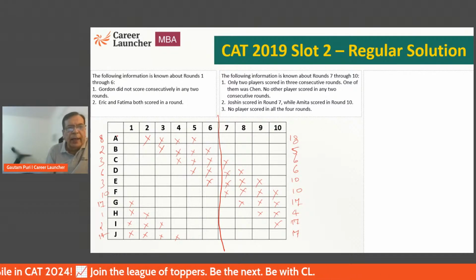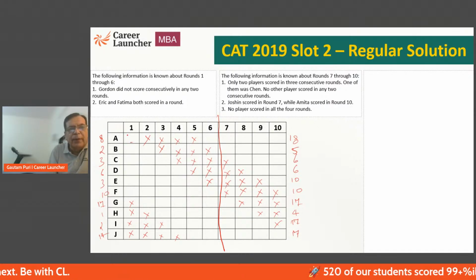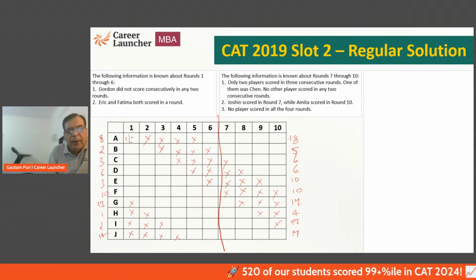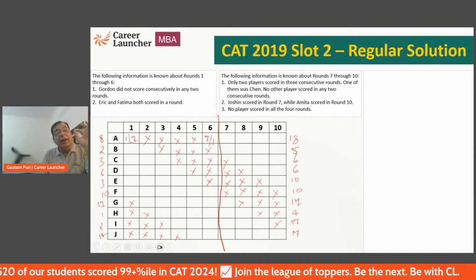Then we'll start saying, since A has scored points only in 2 rounds, and has got 8 points, the only way this can happen is 1 and 7. So this will be 1 or 7, and this will be 7 or 1. And then I'll start making cases for all of them. Now this is the regular approach.